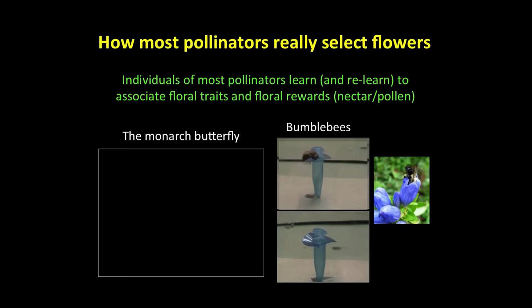So what we can do is we can test, do they know how to get inside a closed tube structure? And so here's a centrifuge tube with the cap bent over, and you can see the bee took a long time and eventually learned it had to lift up the cap and crawl inside the tube to get the reward.